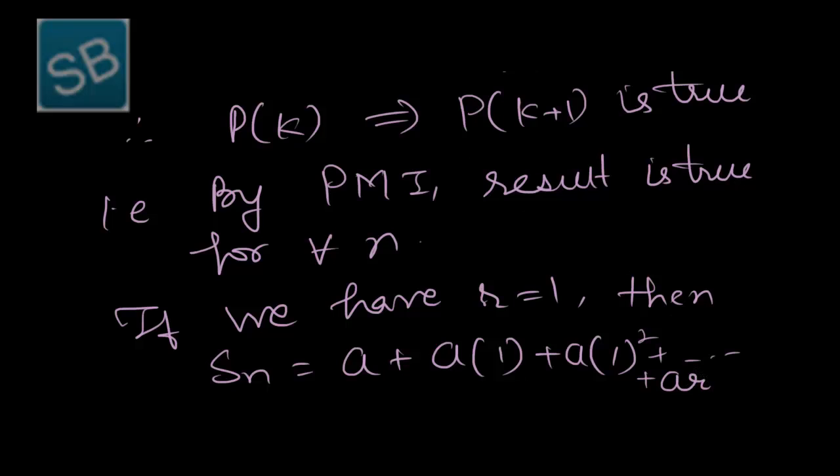ar, here r is 1, a1 raised to power n minus 1. So 1 raised to power something is 1. So if we see, there are n terms starting from 0 to n minus 1.